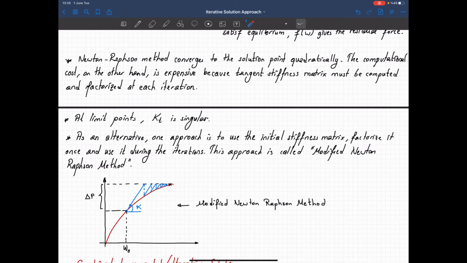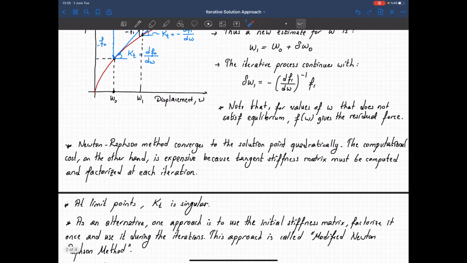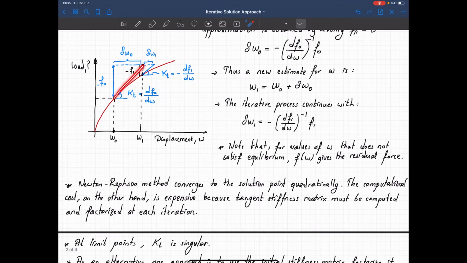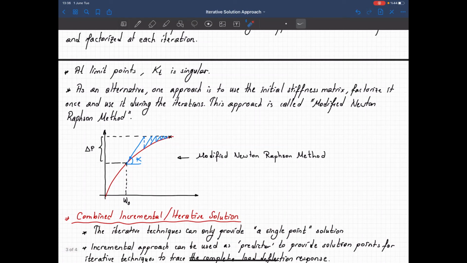So there are many alternatives to that, but the main family of Newton-Raphson methods, we have the Newton-Raphsons that calculates the tangent stiffness at every iteration, and a modified Newton-Raphson that use the single slope at every iteration. Now we will take a look at the implementation of these methods.